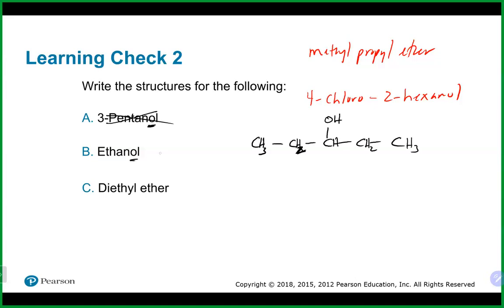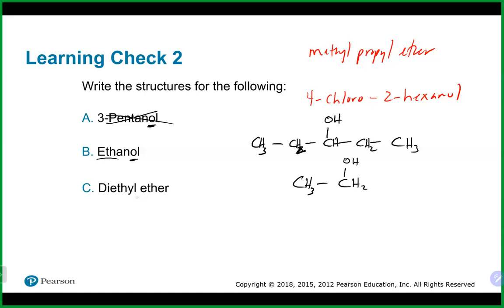Ethanol, once again, OL tells us it's an alcohol. Ethane tells us it's 2 carbons, and it really doesn't matter where you put it there. That carbon would need 2 hydrogens, and that would need 3 in that case. Or you could draw the OH to the right of that as well, so it should be fine.